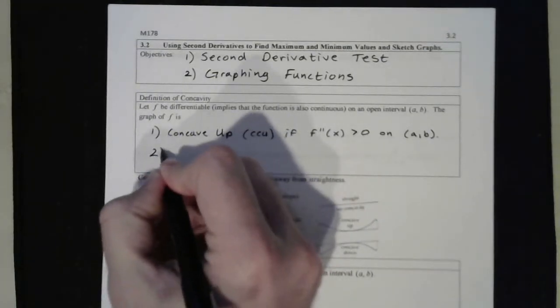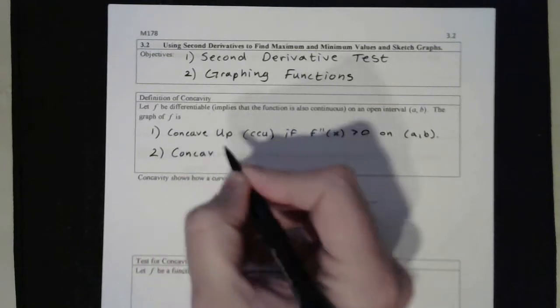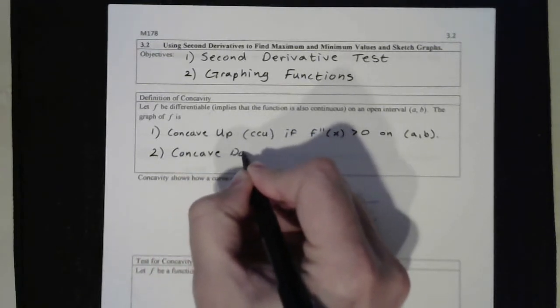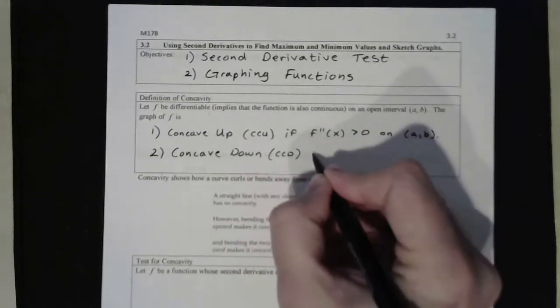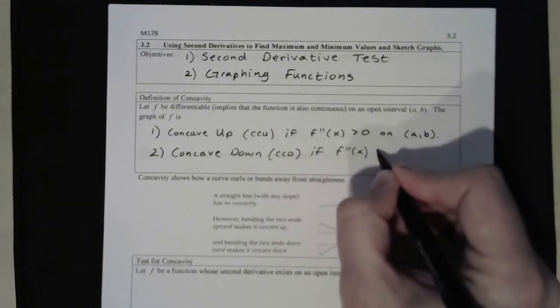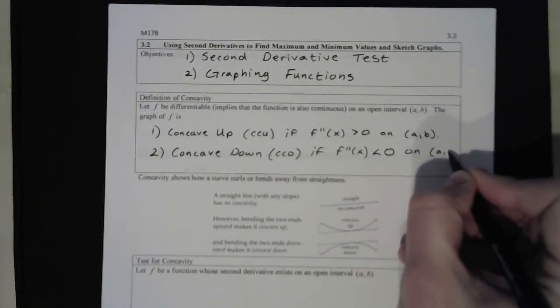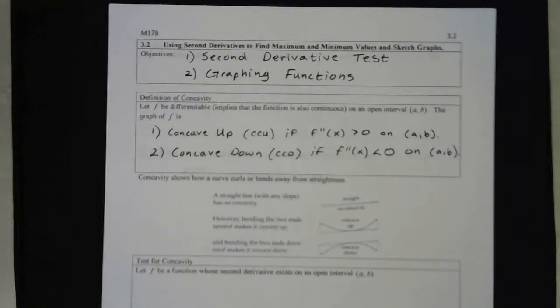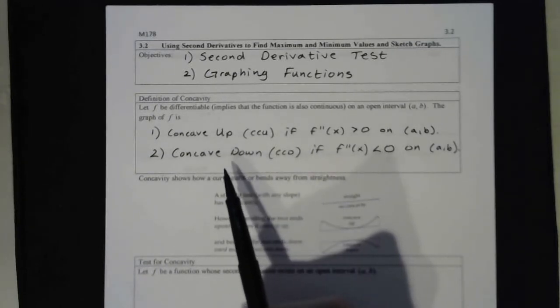And that means, you probably guessed, we are concave down, CCD, if f double prime of x is less than 0 on that same interval, a to b. Right, so we can't be both. We're one or the other here. So we're either concave up or concave down.